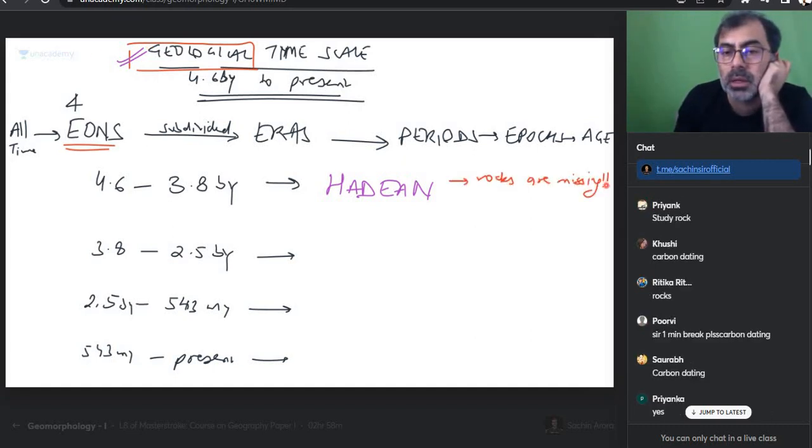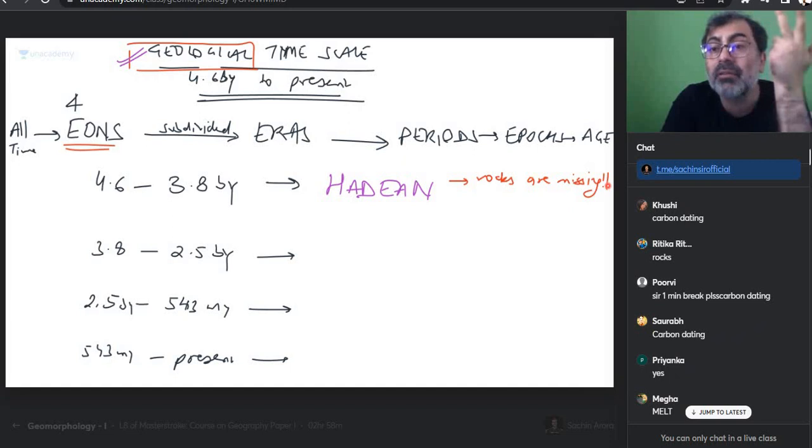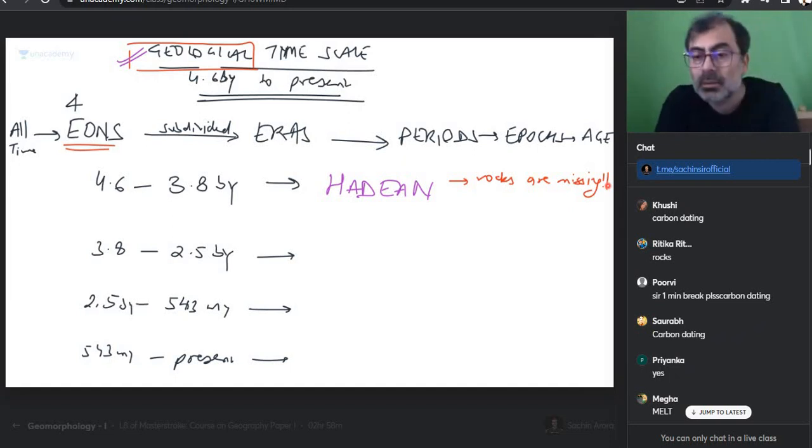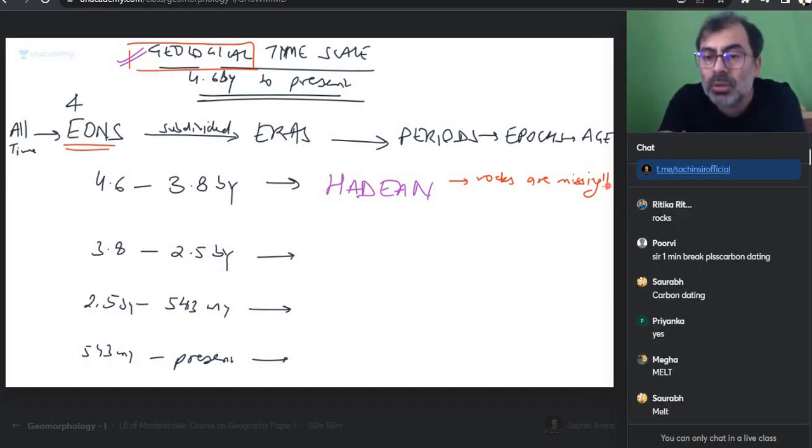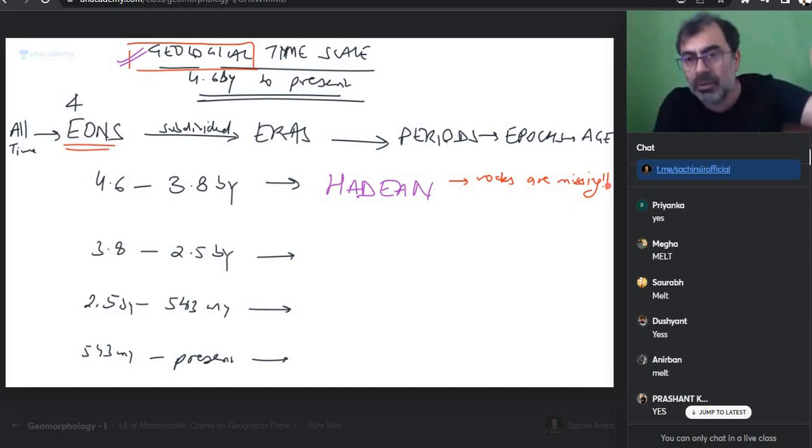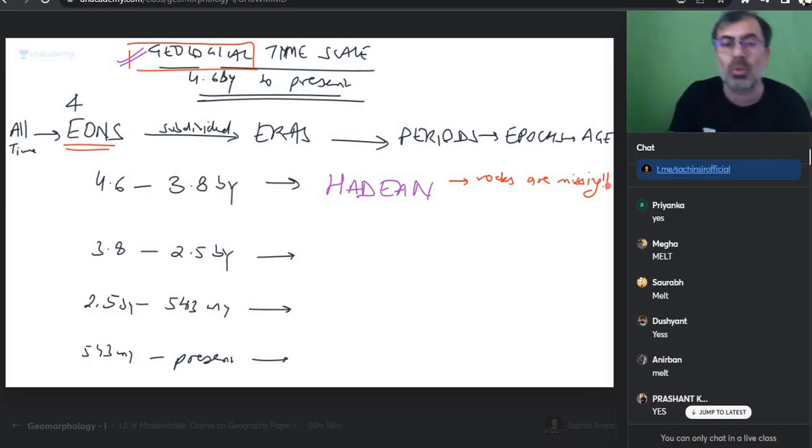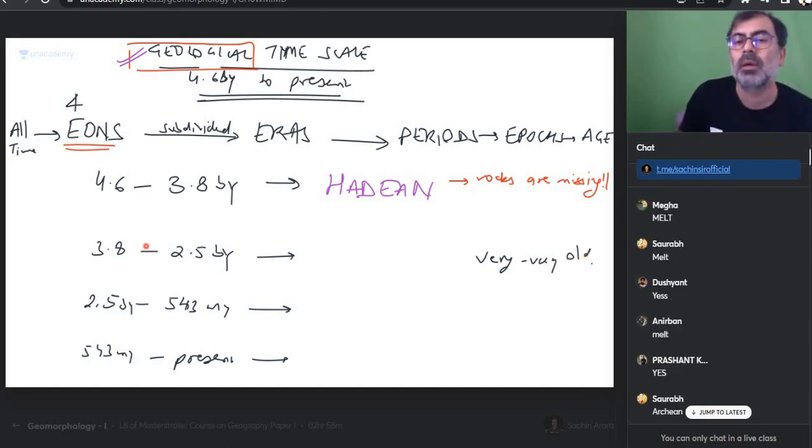What are you saying, sir? Where did they go? Where did the rocks go? They were never formed. They were never formed. When they formed, they would melt. Remember, everything is molten. So then how do we know? We have samples. We know the origin of Earth was 4.6. After that, the oldest rocks which we found, very very old, were around 3.8, 3.9 billion years. And for very old, the real word is Archean.